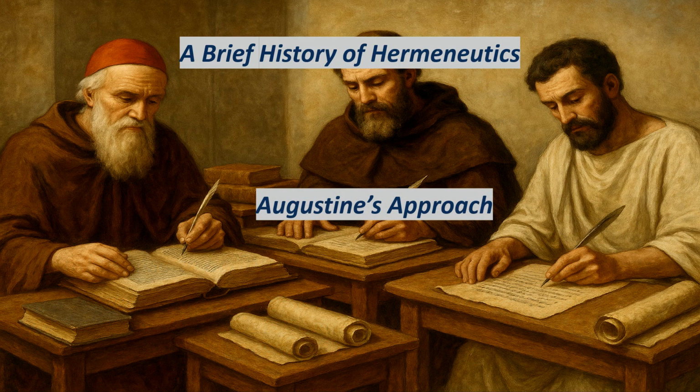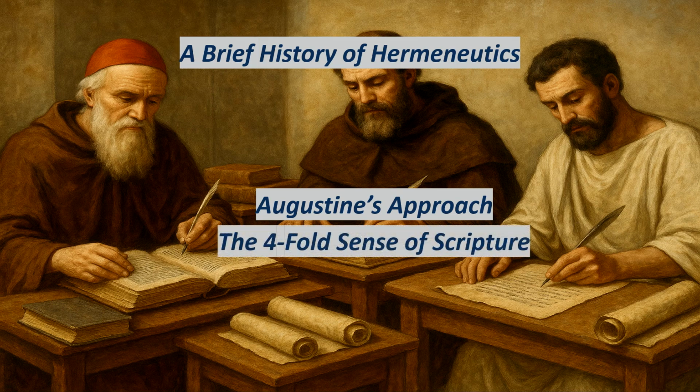Now, Augustine of Hippo expanded this idea of multiple levels of meaning from a threefold sense into what became known as the fourfold sense of Scripture. According to this model, the text could be understood in four ways.